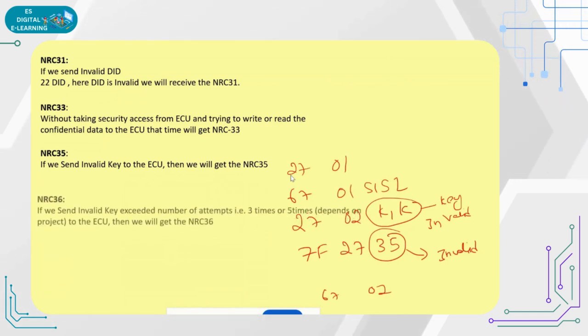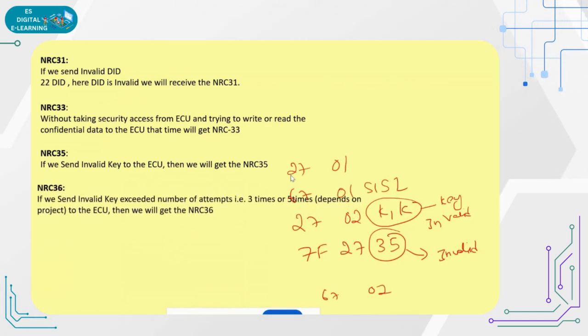Yes, sir. Next, write down NRC 36. Generally, if we go to the ATM and enter an incorrect password, what will happen? After 3 times, your card or account will be blocked for some 48 hours or 24 hours, right? Similarly, here in the software also, if you try to read this confidential data without a valid key, it will get locked.